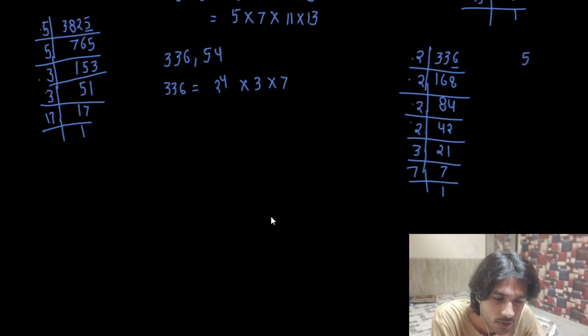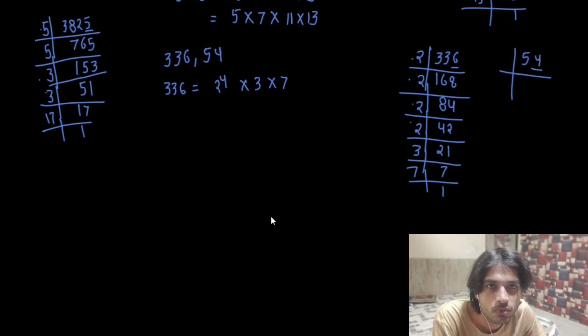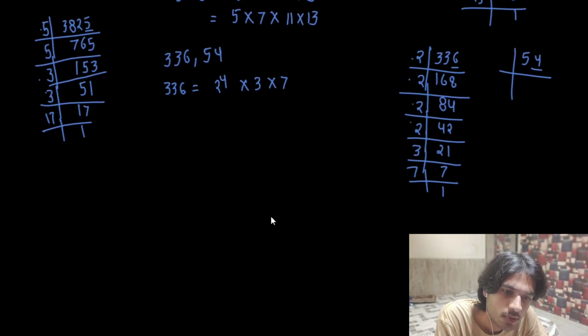Let me find 54 now. Because the ones digit is 4, which is even, we can easily divide it by 2. 2 twos are 4, remainder will be 1, carry will be 4, so 14, 2 sevens are 14. Then 3 nines are 27, 3 threes are 9, and 3 ones are 3.